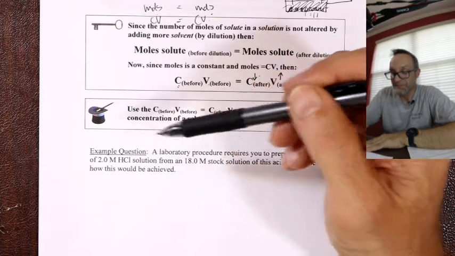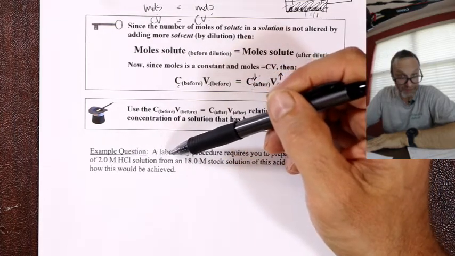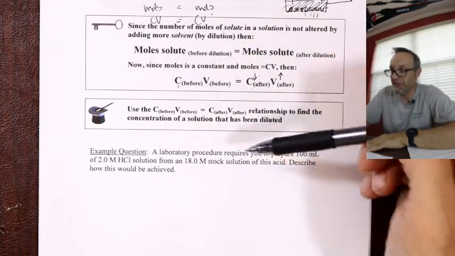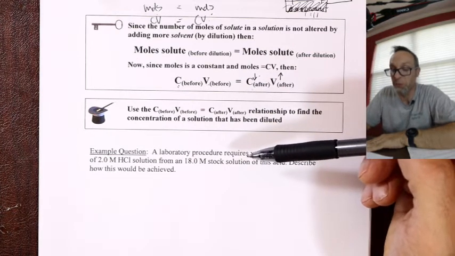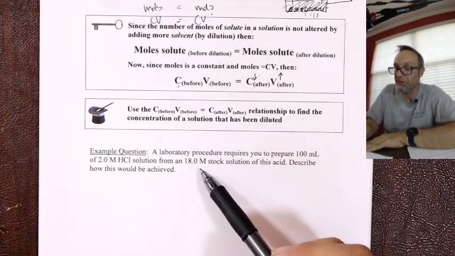So if we look at the question, we're going to make a standard solution, yeah? In a laboratory procedure, it requires you to make 100 milliliters of 2 moles per liter strength solution from an 18 moles per liter stock.